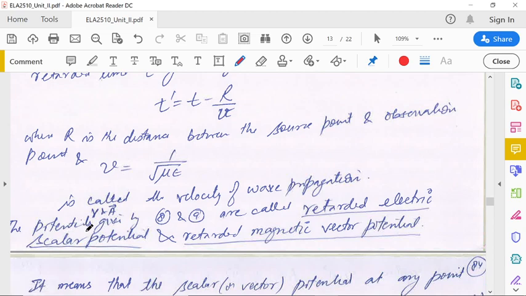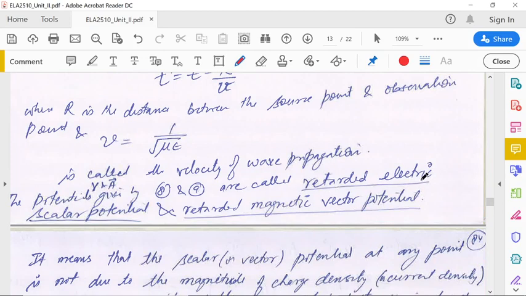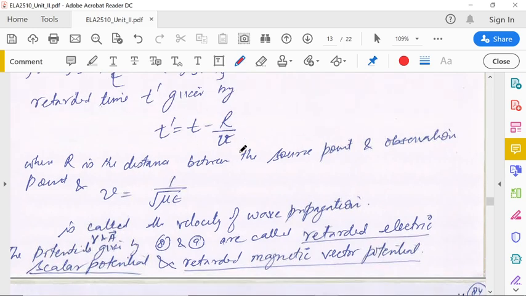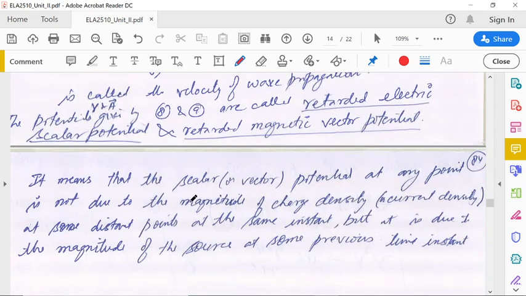Now the potentials V and A given by equations 8 and 9 here are called the retarded electric scalar potential and the retarded magnetic vector potential, because they will be retarded in time. After a certain time they will appear. So what you can conclude is that the scalar or vector potential at any point is not due to the magnitude of the charge density or current density at the same instant, but it is due to the magnitude of the source at some previous time. So what is happening in the previous time, that effect will come right now.